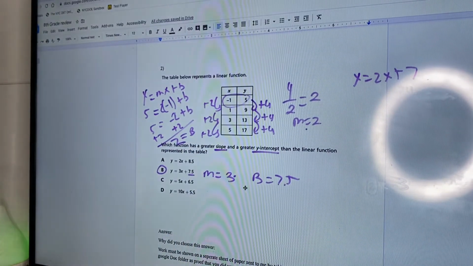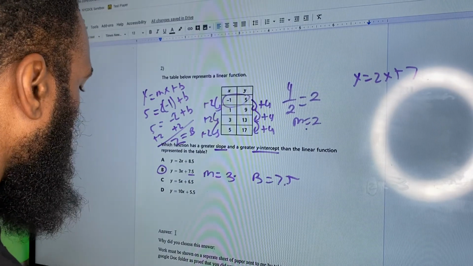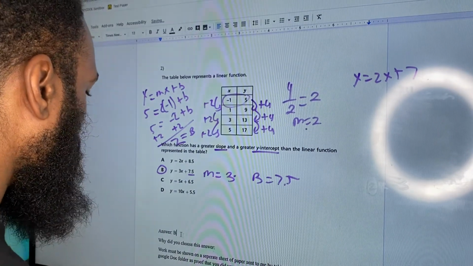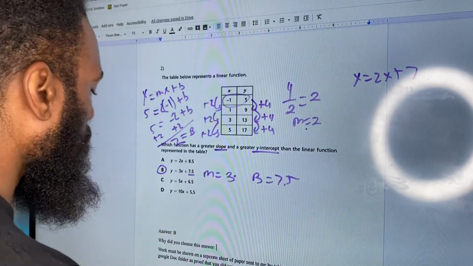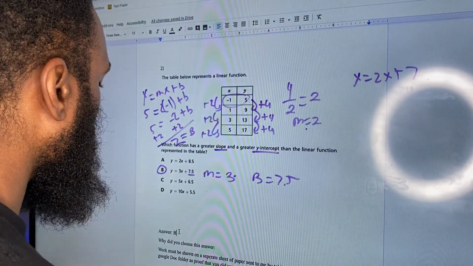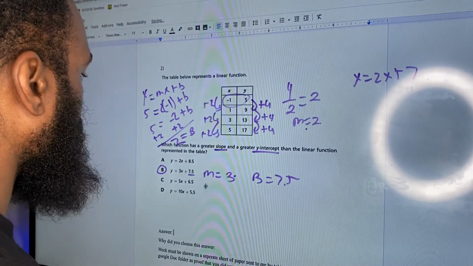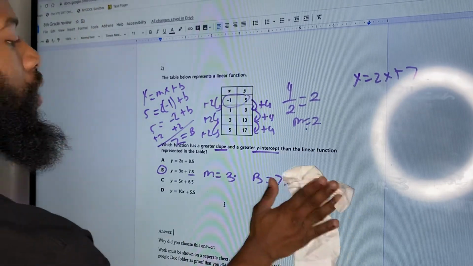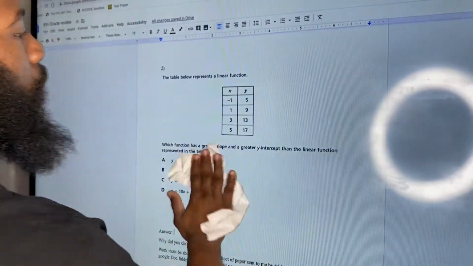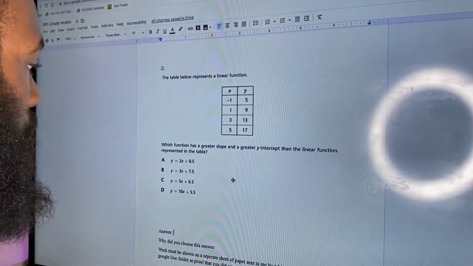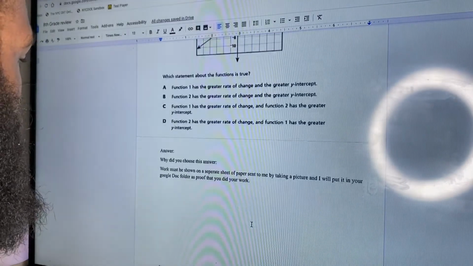So here, answer. And why did you choose the answer? You can either take a picture and send this to me, or you can explain what you did. Moving along. All right, I spotted you 2 questions. Let's go to the next.